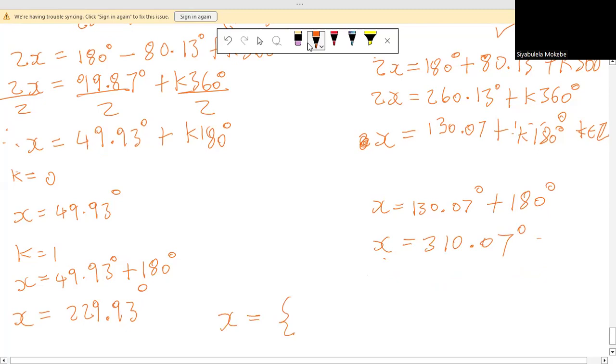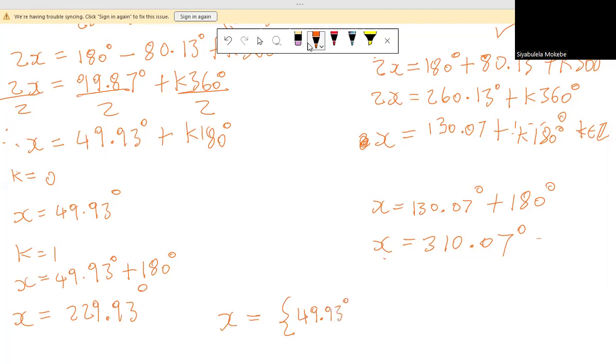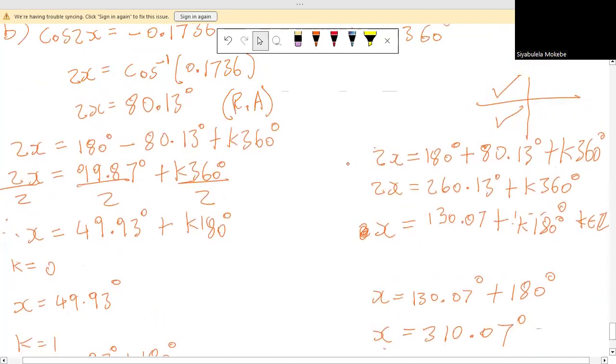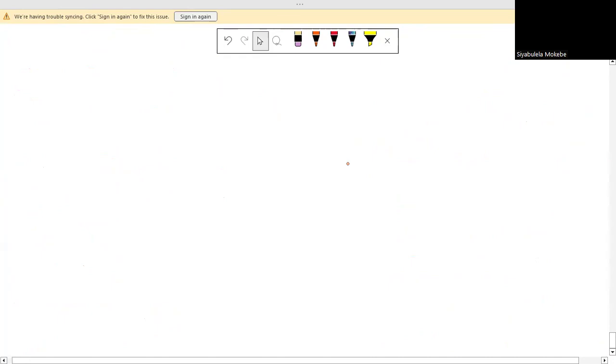Okay, so now my angles, I have 49.93, and then next one, I'll use 130.07 degrees. In the following one, 229.93 plus 310.07 degrees. Those are my four angles. Okay, then let's look at C.